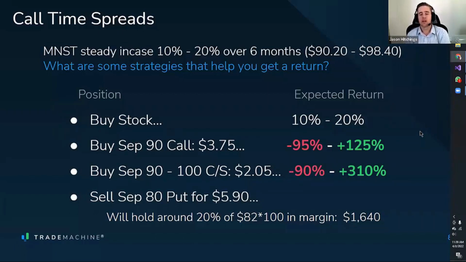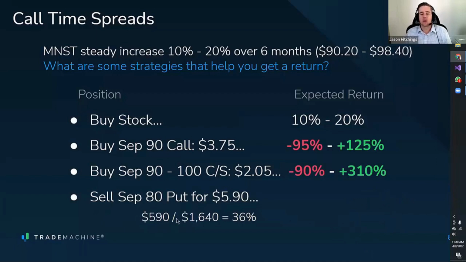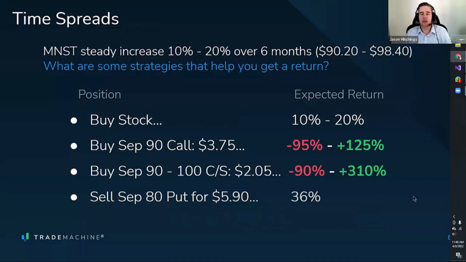But 20% of $8,200 would be around $1,640. So let's just imagine that it's kind of like you're putting $1,640 up for this position. You are going to make $590 if everything goes your way, and so you've made a 36% return on this position. So that's great. If you're right about your assumptions, you're definitely going to make money. So that's a great thing to do.